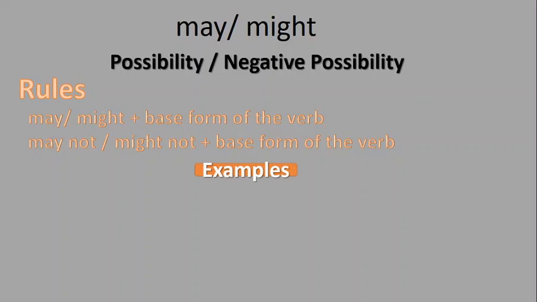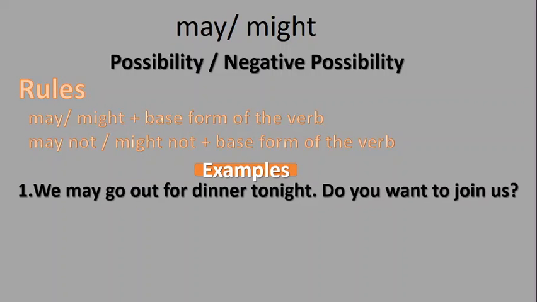Let's look at these examples. 1. We may go out for dinner tonight. Do you want to join us? Now, you can see that the speaker is absolutely sure that it is possible they are going out. That is why he is requesting that another person should join them.